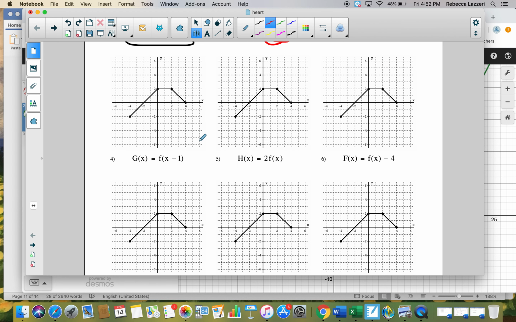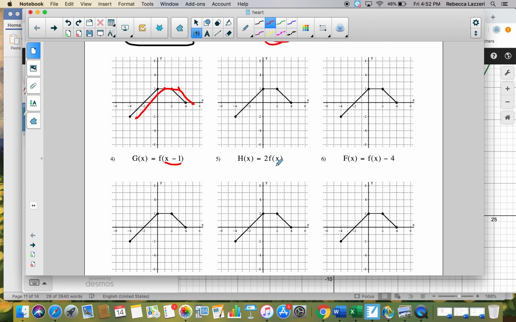All right, so now what will this do? It's paired with just plain old x, so it's going to move it to the right 1. That's pretty easy. Just going to move it to the right 1, and this is your new graph of whatever the function is.